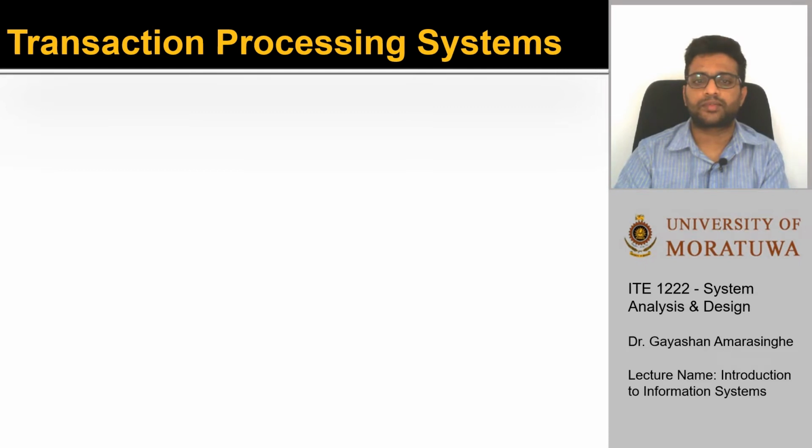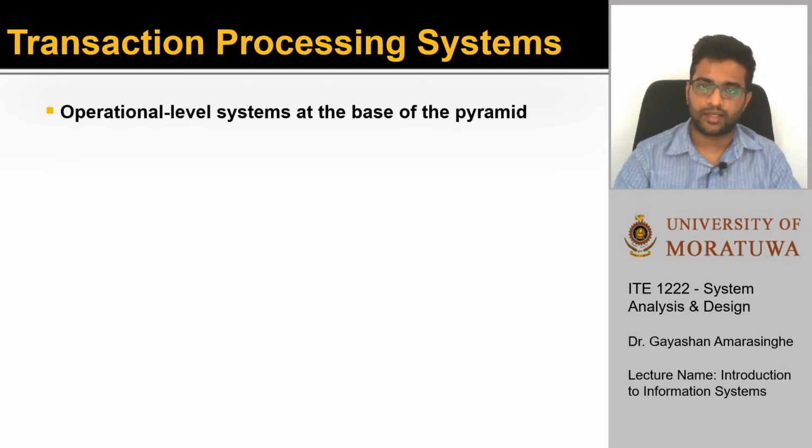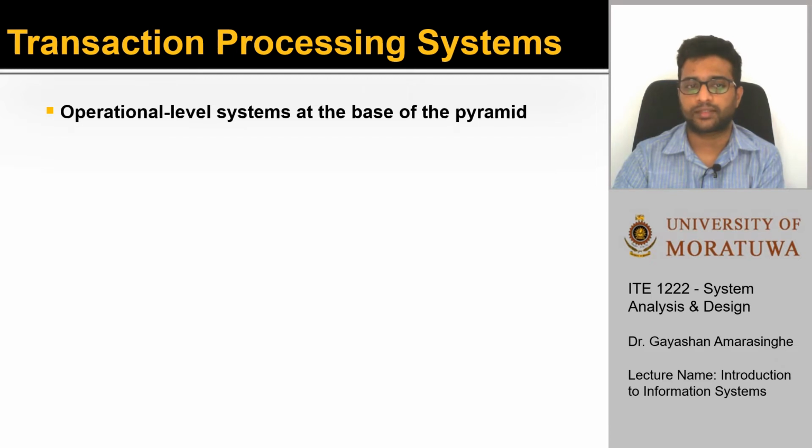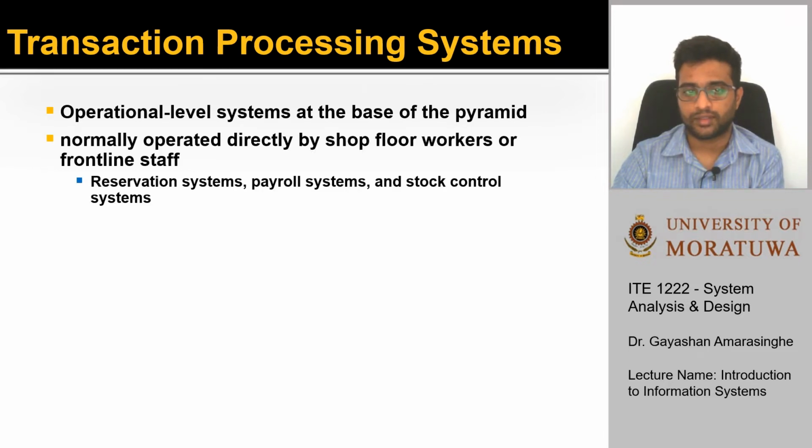Transaction processing systems can be considered as operational level systems at the base of the pyramid. They are normally operated directly by shop floor workers or frontline staff, and provide the critical data needed to strengthen the management of services. This data is collected by tracking low-level actions and essential transactions. The transaction processing systems are little more than mere data processing systems. Some examples of transaction processing systems include reservation systems, payroll systems, and stock control systems.